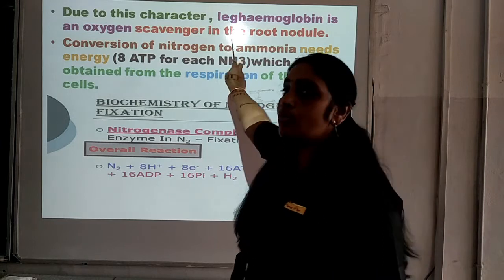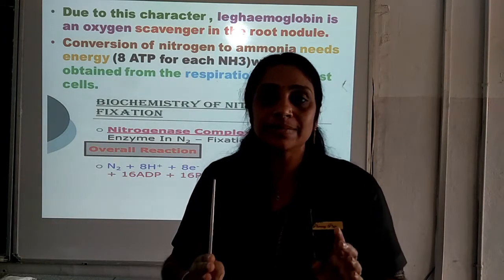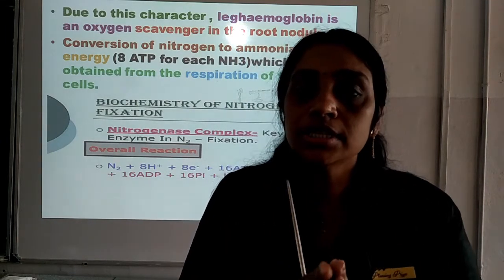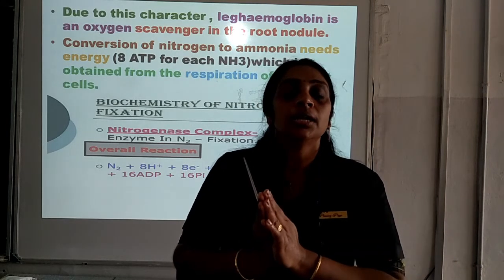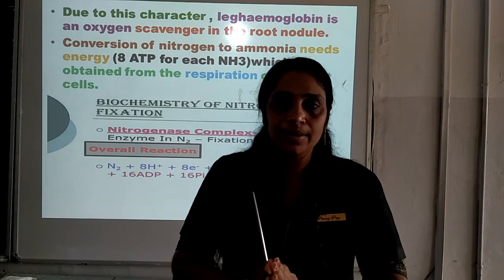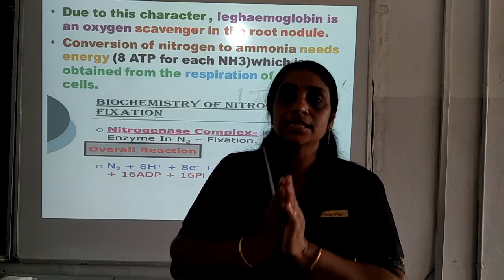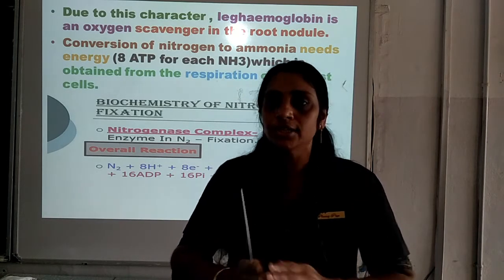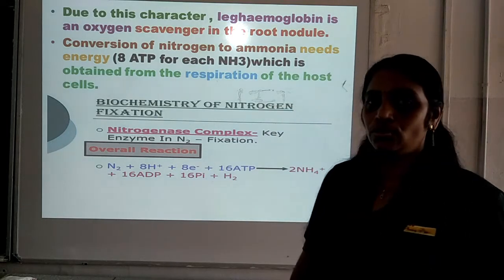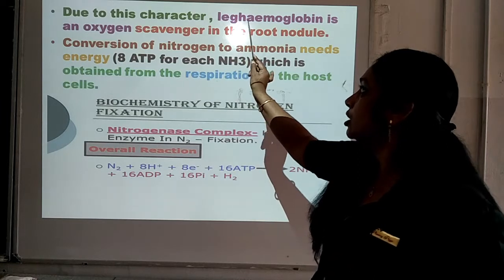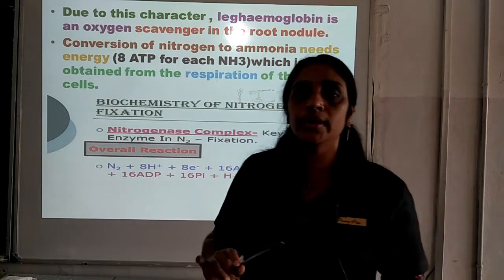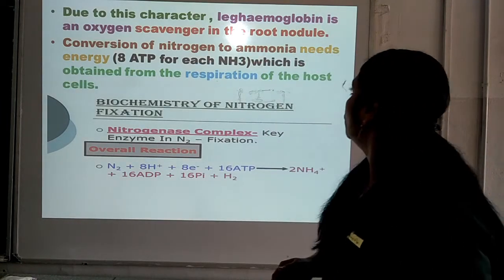This is again important. So leg hemoglobin is playing the role of oxygen scavenger. It is protecting the nitrogenase enzyme from oxygen. Therefore, it is known as oxygen scavenger in the root nodules. I think you would have understood about the oxygen scavenger, that is leg hemoglobin, in the case of root nodules.